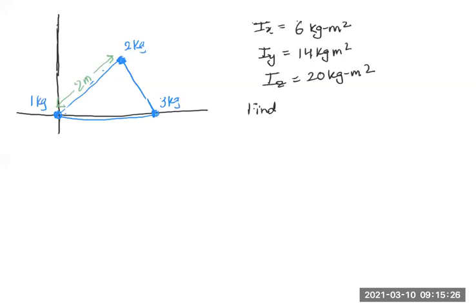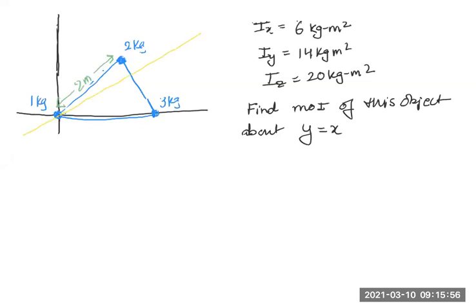So find the moment of inertia of this object about y is equal to x. So what does this mean? You have to find the moment of inertia resulting about this line.